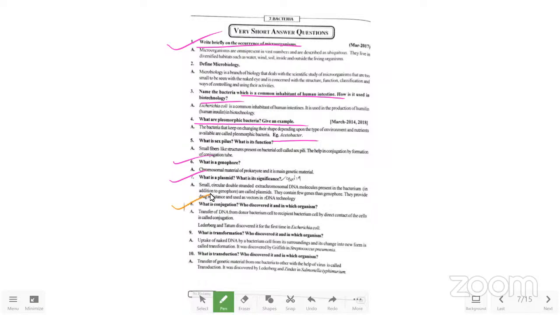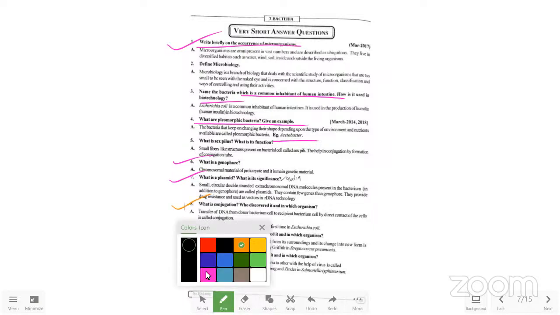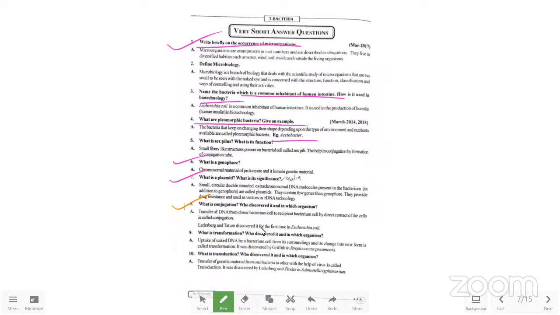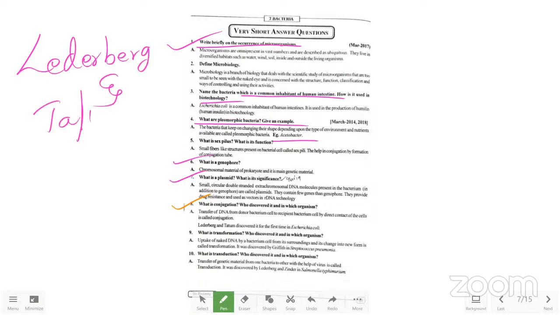Next one, what is conjugation and who discovered this process? Conjugation means transfer of genetic material from one organism to another organism through a conjugation tube. This was first discovered by Lederberg and Tatum, in the E. coli organism.